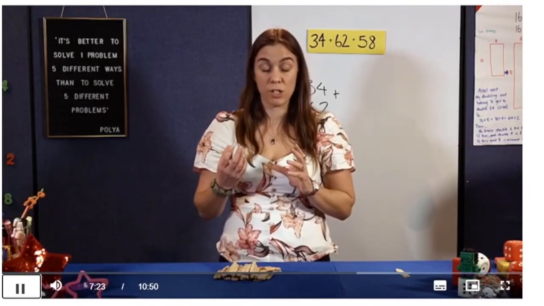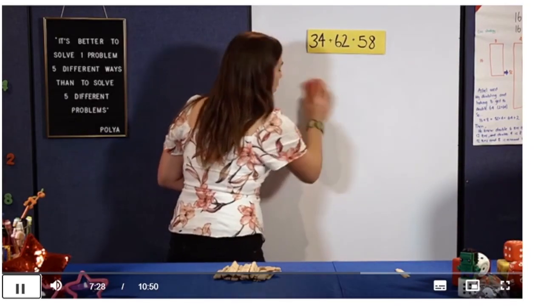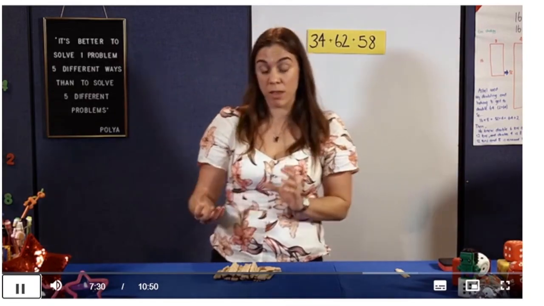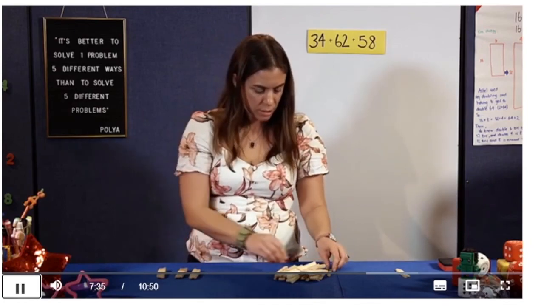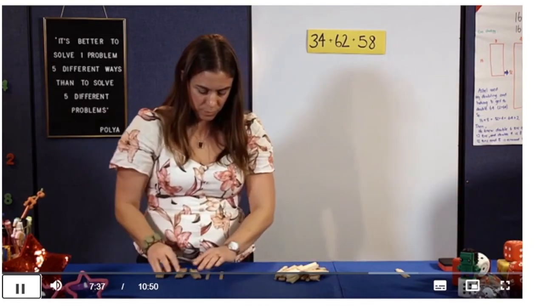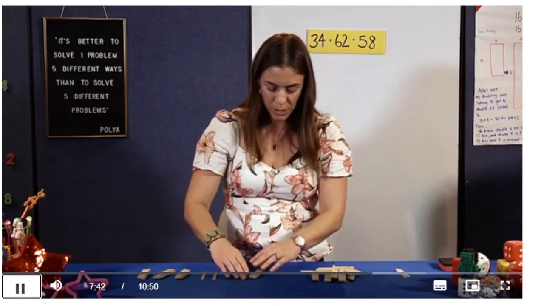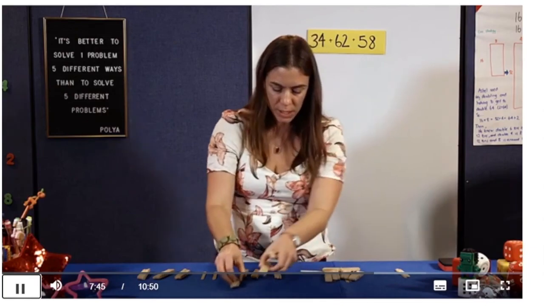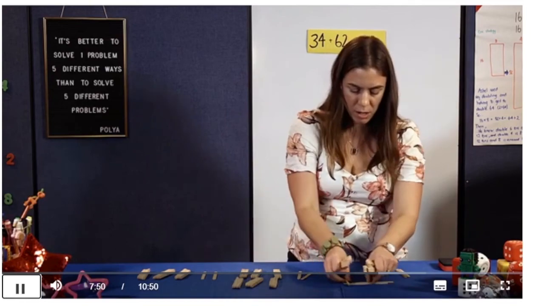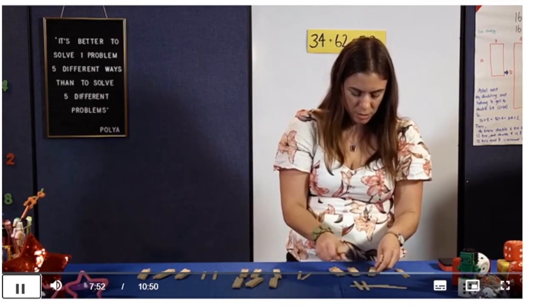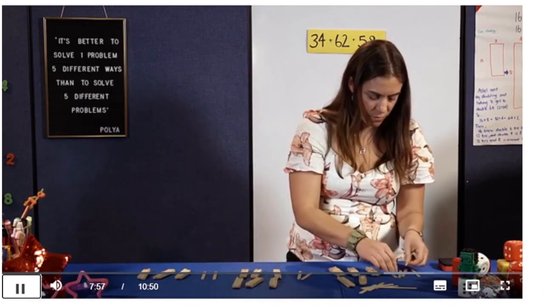So let's think of a different strategy. I might rub this out. And what I might do now is I might actually recreate these collections. So I had 34, so that's 3 tens, and then 4 more. Okay. I then had 62, so I might represent that like this. 6 tens, and then 2 more. And then I had 58. And then I had my 58 here.